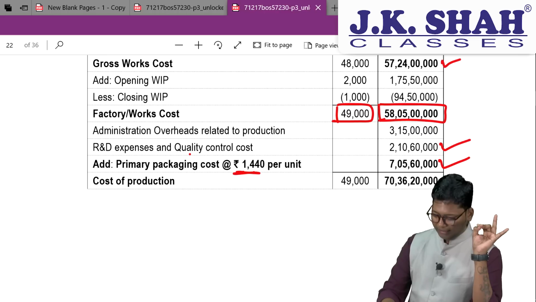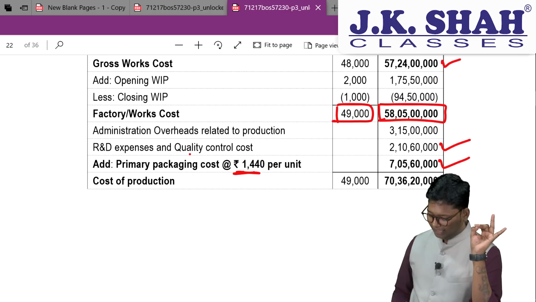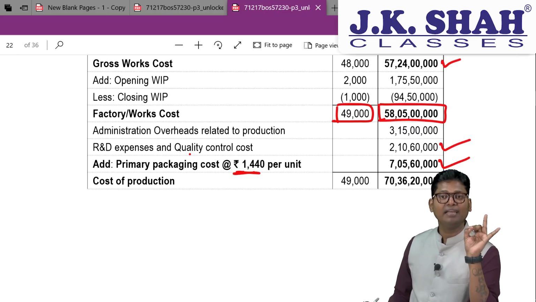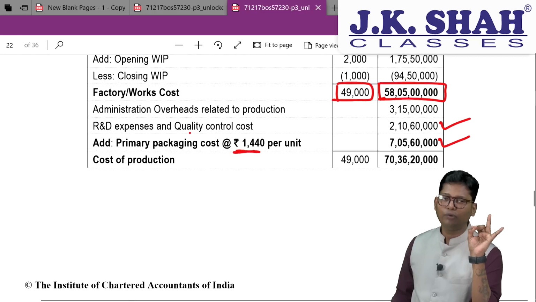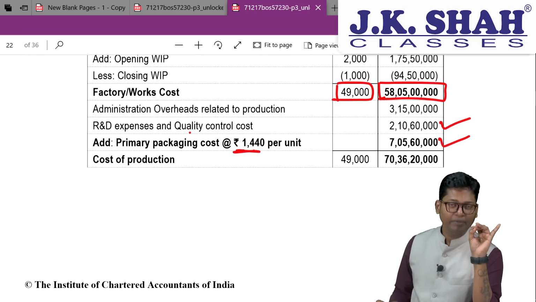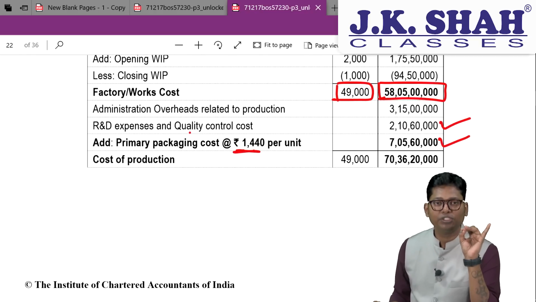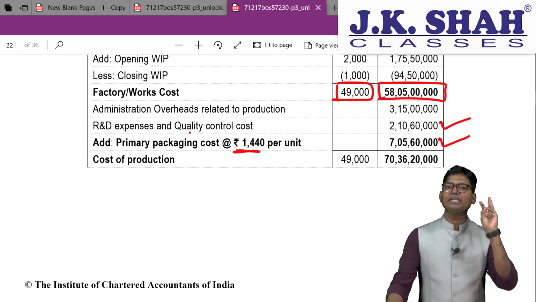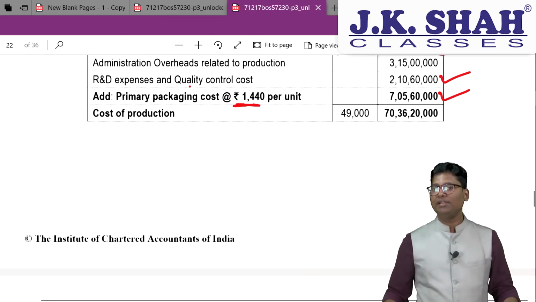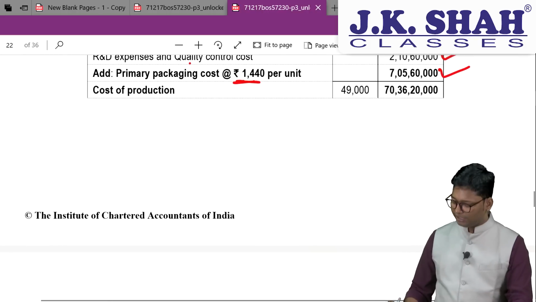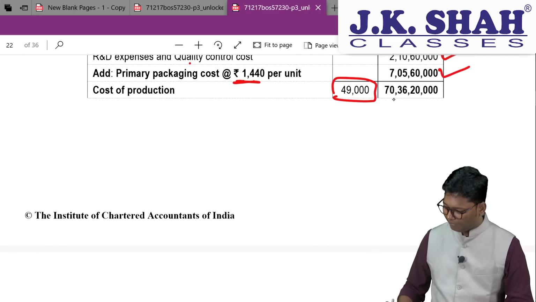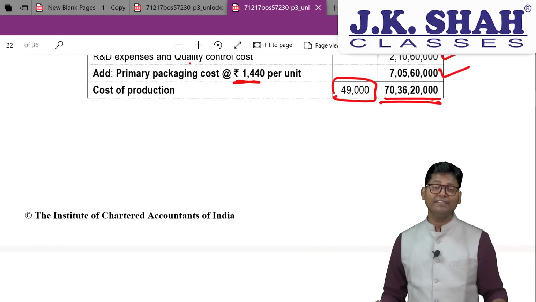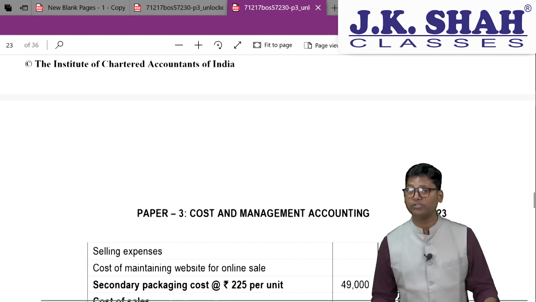When you multiply this 1440 with the available number of units, 49,000, you are going to get the total value. And after that, administration overhead related to production should be added. The 5th item is sale of scrap or byproduct, which is not mentioned anywhere in the question, so that is not considered, and they have directly computed the cost of production for 49,000 units.